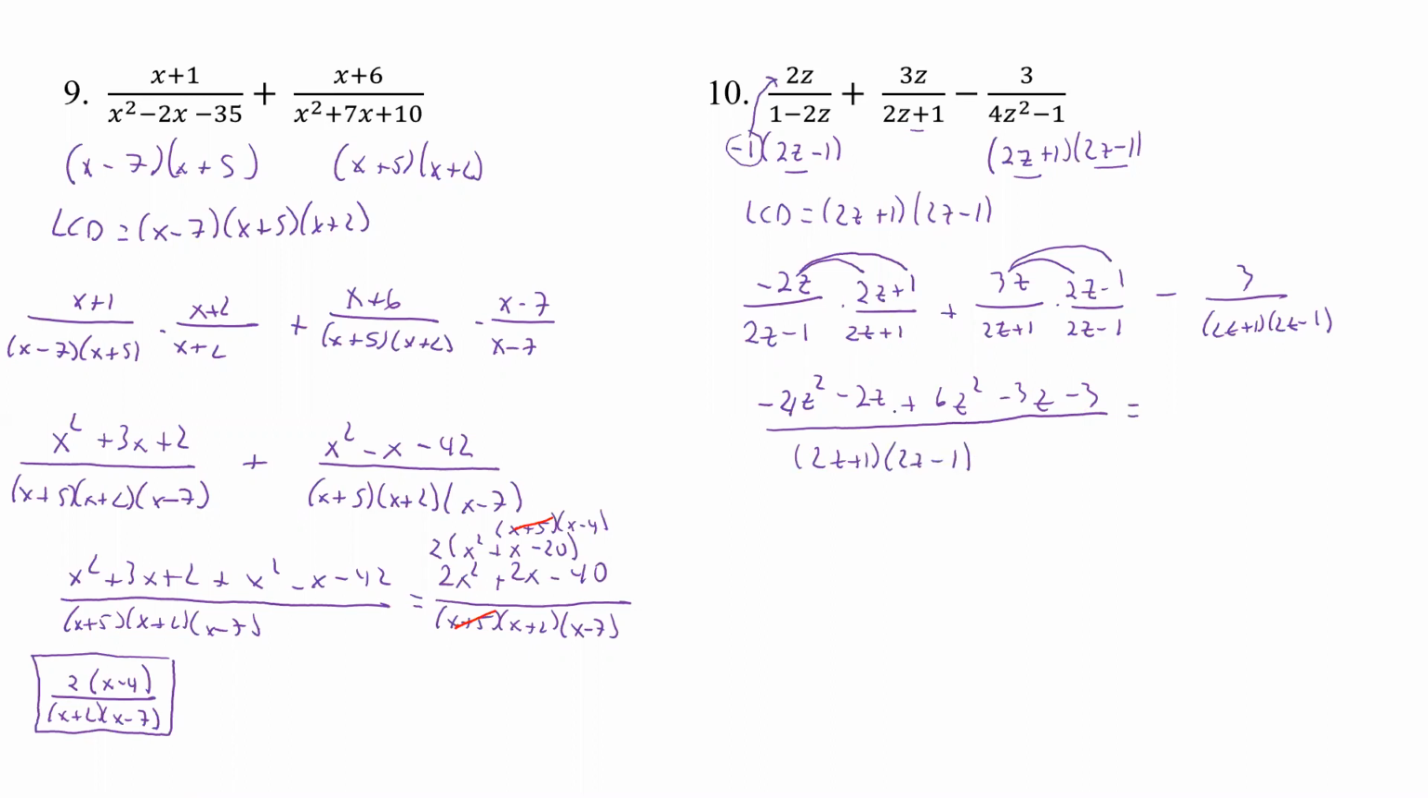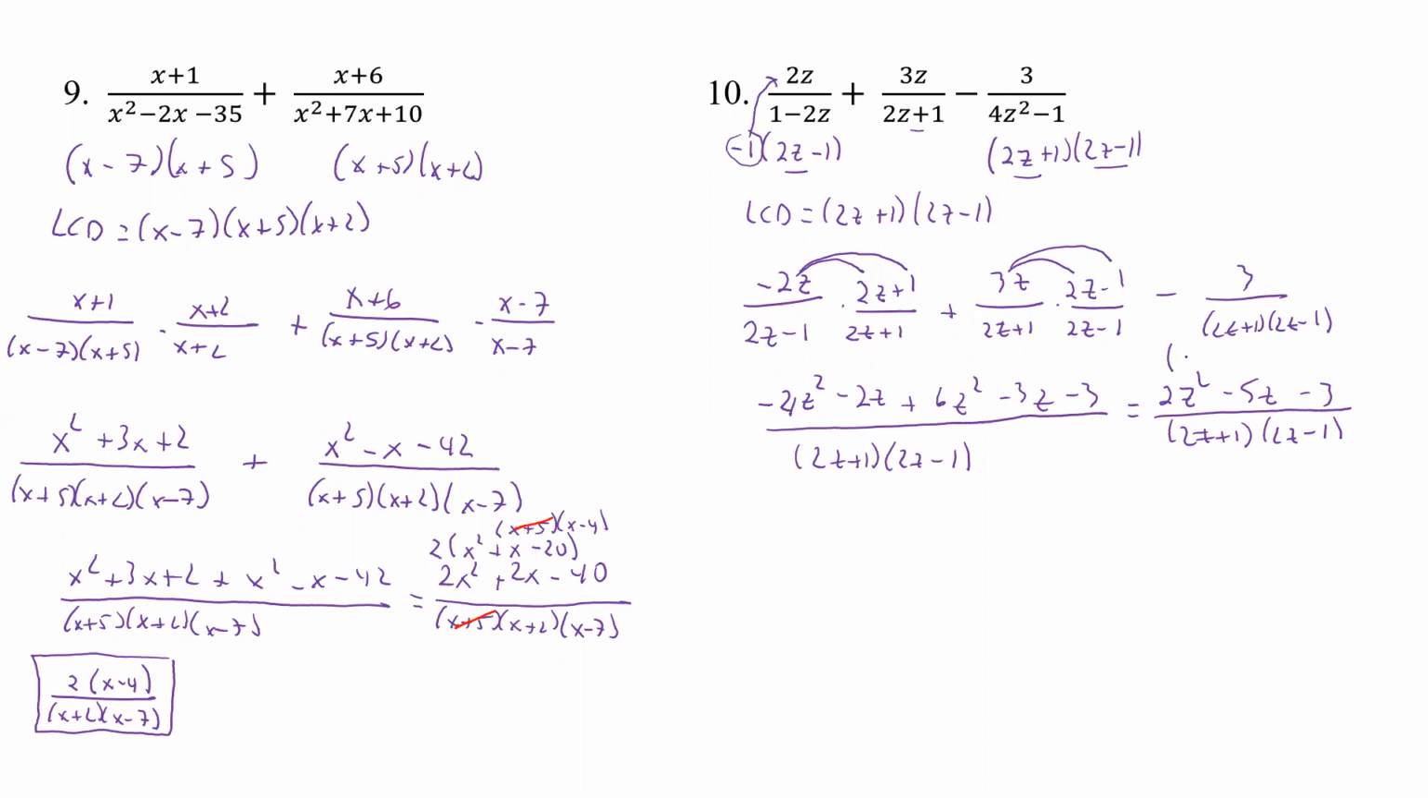So now we have here 6z squared minus 4z squared is 2z squared. A -2 minus 3 is going to be a -5z. And then we have -3. And that's again all over (2z + 1)(2z - 1). All right, now can we factor this?